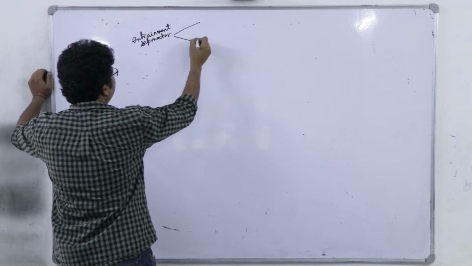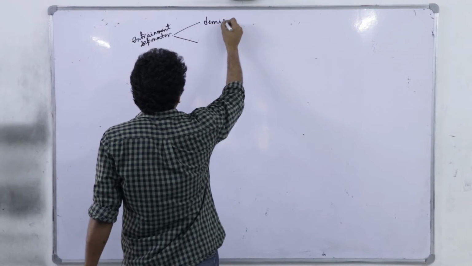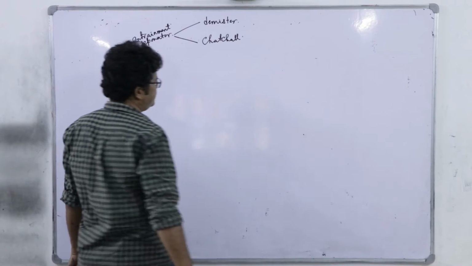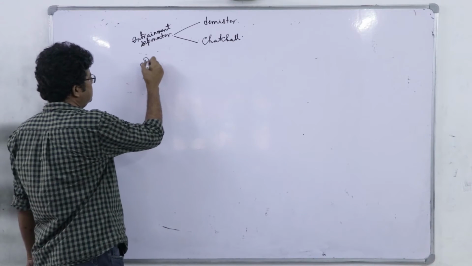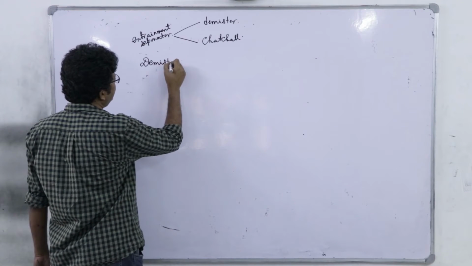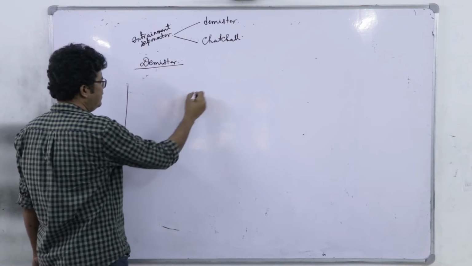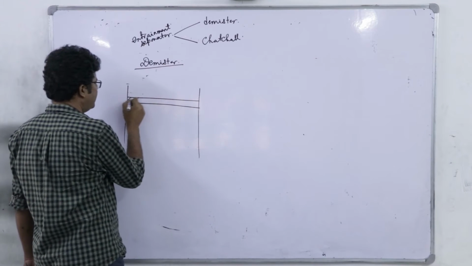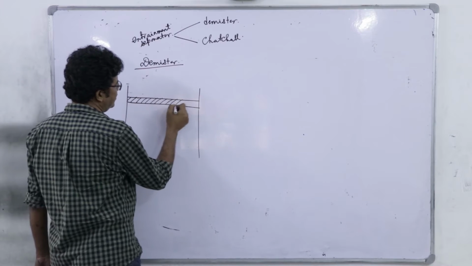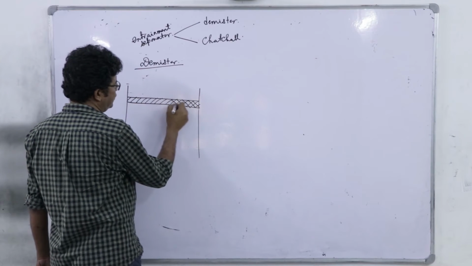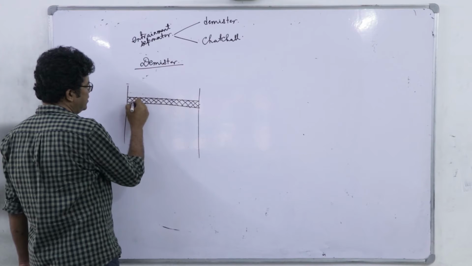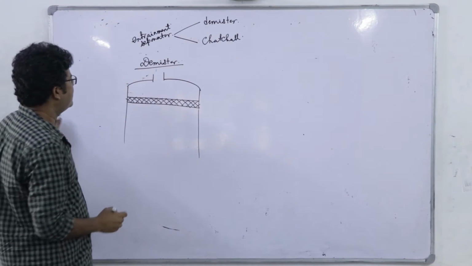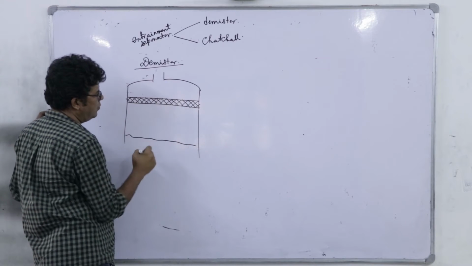There are two different types, as I mentioned. One is demister, another is catch-all. So you see, demister itself is a thick pad of wire mesh like this, right, mounted close to this evaporator's vapor outlet, and this is the pool of liquid. What will happen?